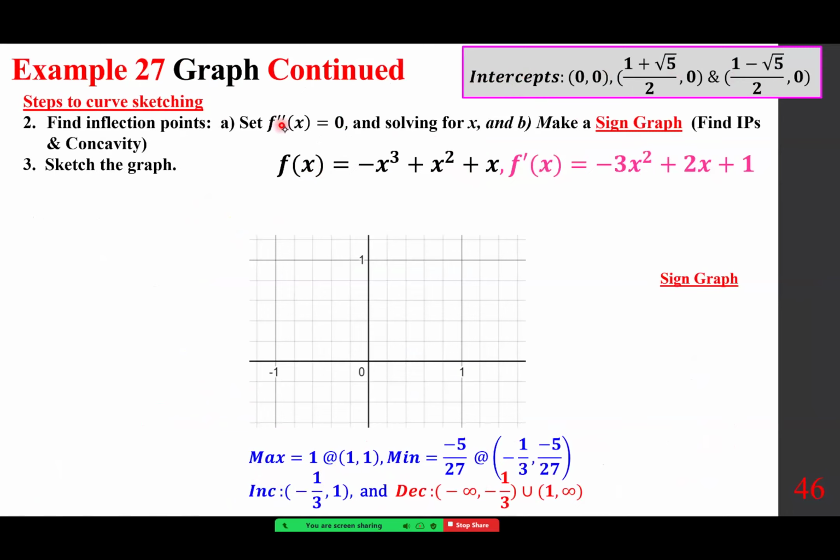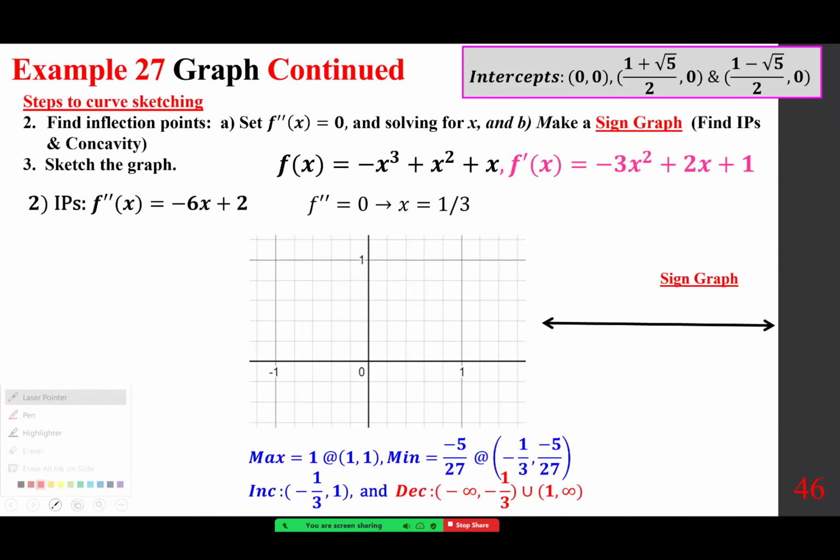To find inflection point, I'm going to go with f double prime. So differentiate this and you get -6x plus 2. You set this equal to 0 and you get 1/3. I hope everybody's comfortable with that concept.